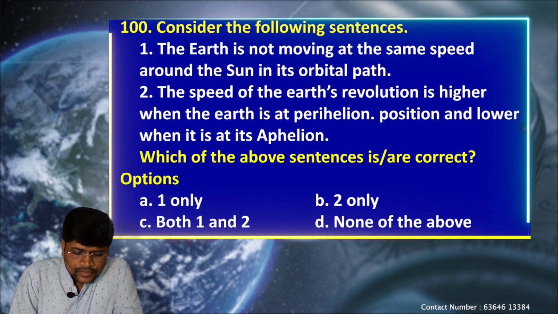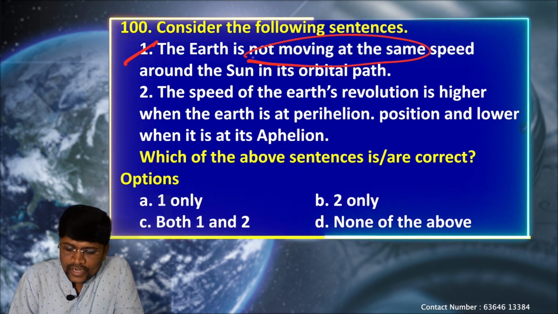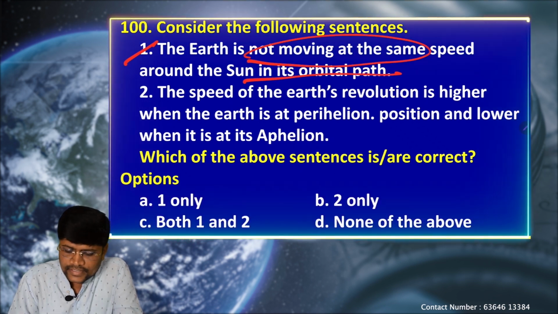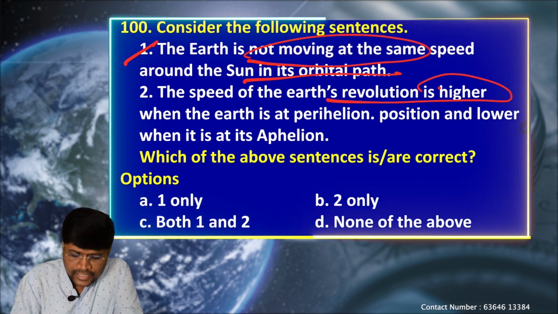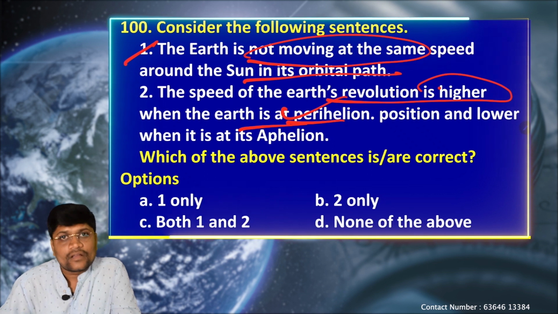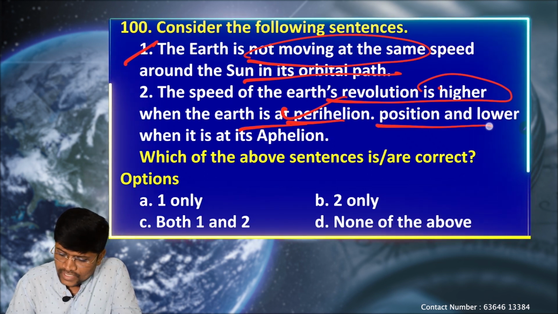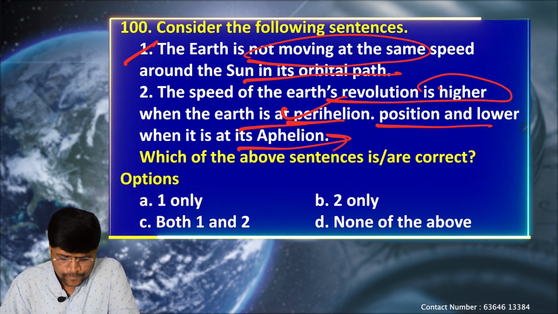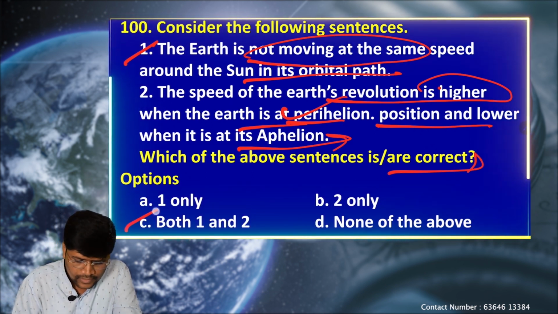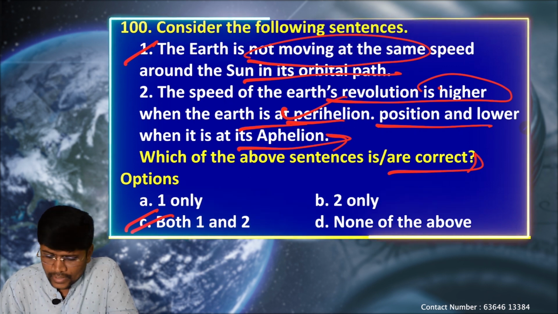Clear? So the first statement says the earth is not moving at the same speed around the sun in its orbital path. This statement is correct. The speed of the earth's revolution is higher when the earth is at the perihelion position and lower when it is at aphelion. Certainly correct. So which statements are correct? Both 1 and 2 statements are correct.